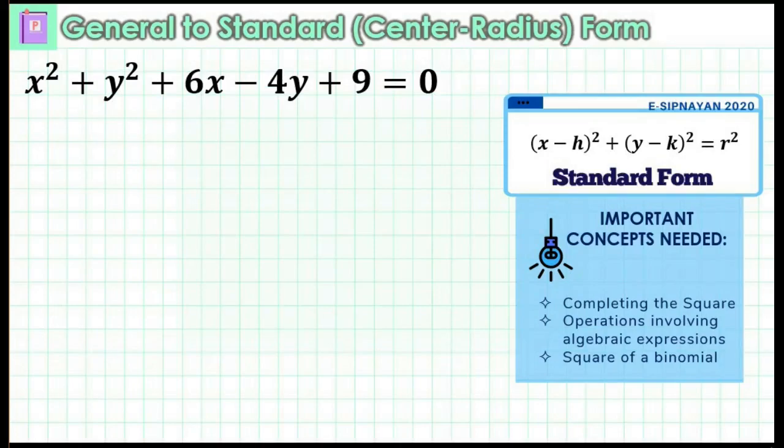Let's now have another example, and this time we again start by transposing the constant to the right hand side of the equation.